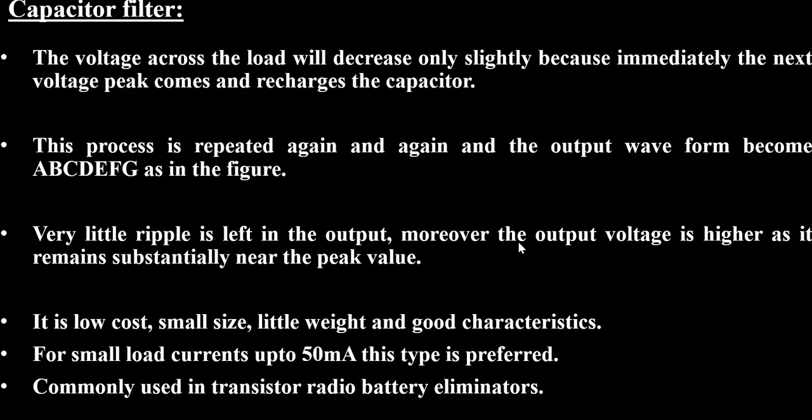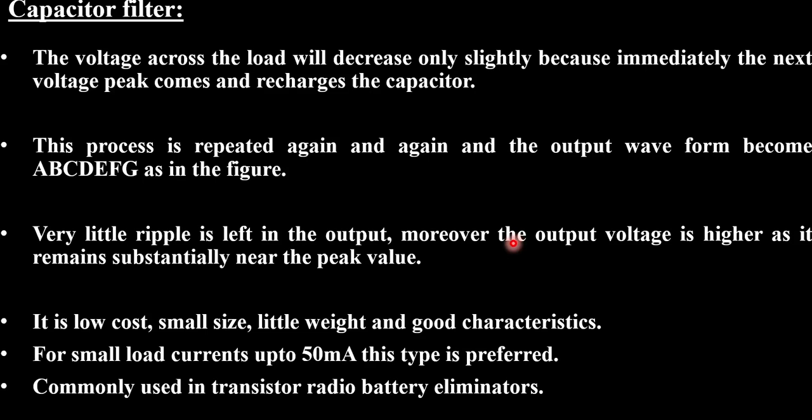The output voltage lies almost near the peak value of the rectifier output. So after using a bypass filter, very little ripple is left in the output, and the output voltage is higher as it remains substantially near the peak value.